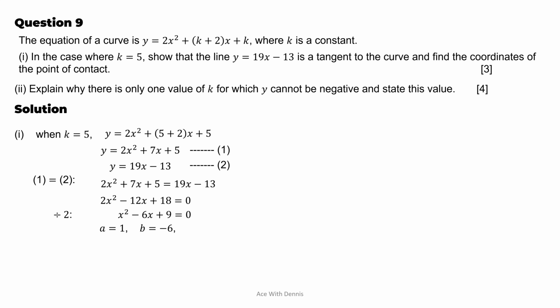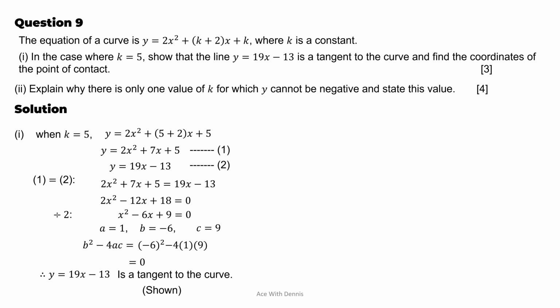Then we identify the value of a will be 1, b is negative 6, and c is 9. Next, we calculate the discriminant b squared minus 4ac, which is negative 6 squared minus 4 times 1 times 9, and we get 0. So when b squared minus 4ac equal to 0, this shows that y equals 19x minus 13 is a tangent to the curve, hence shown.